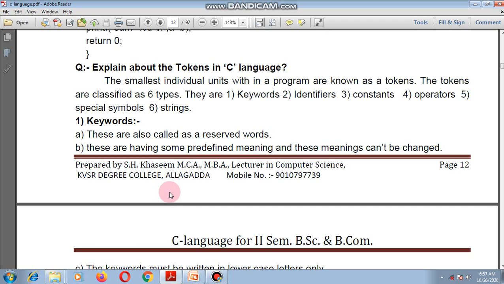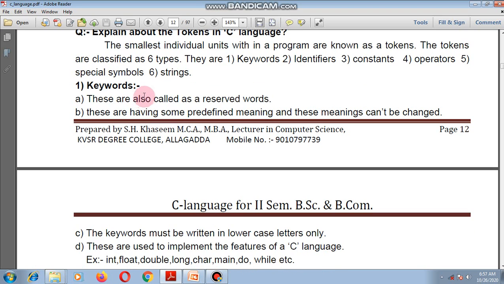A token is the smallest individual unit within a program. Means small parts within a program are called tokens. Tokens are classified into 6 types. These are keywords, identifiers, constants, operators, special symbols, and strings. Once again I am repeating: keywords, identifiers, constants, operators, special symbols, and strings.